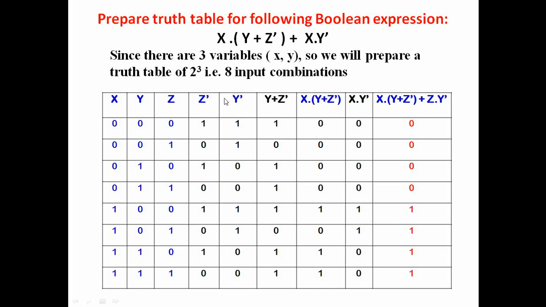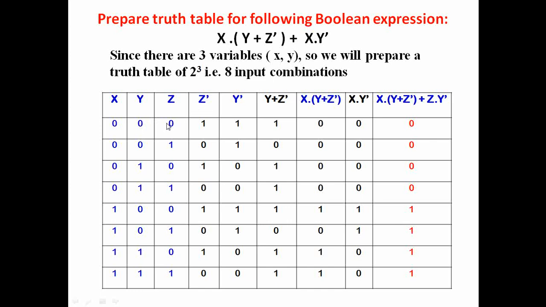Similarly, y bar can be calculated: 0 becomes 1, 1 becomes 0, 0 becomes 1, and 1 becomes 0. Next, we have to calculate y plus z bar. So y plus z bar is, this is y and this is z bar.